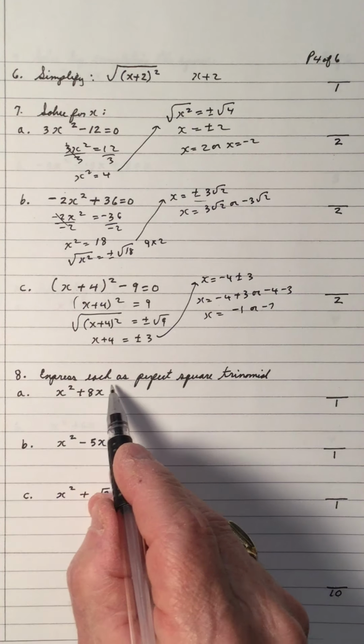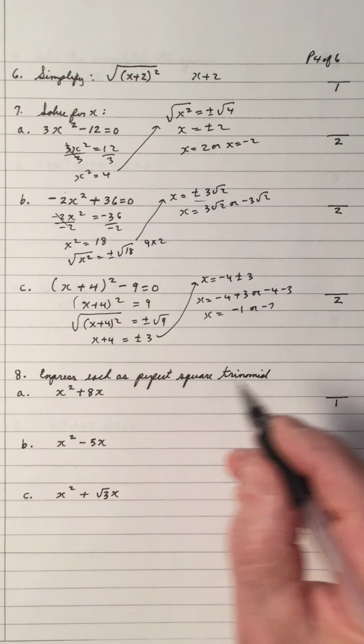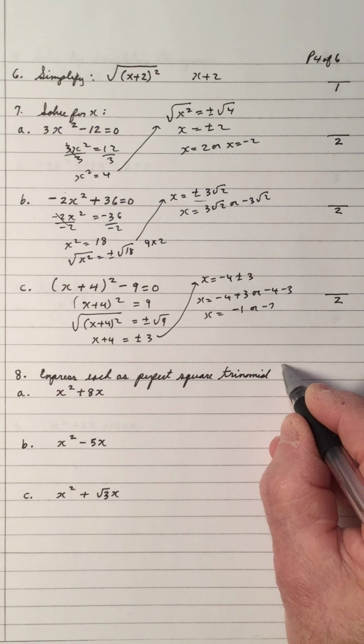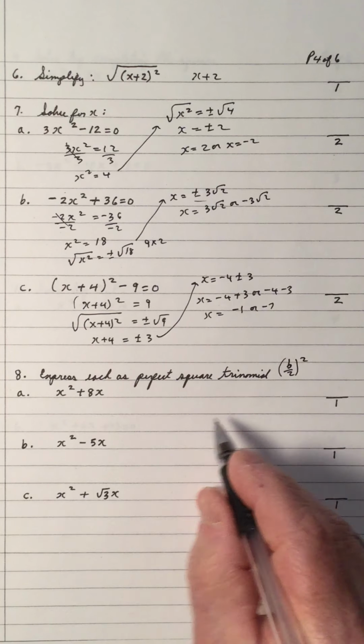Number 8, express each as a perfect square trinomial. So the perfect square trinomial, when we have it here, what we do is we take the middle term b, divide by 2 and square it.